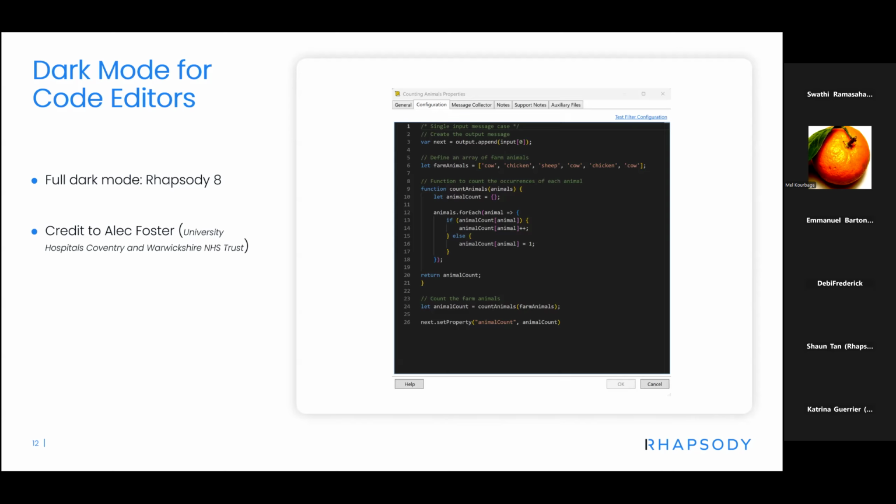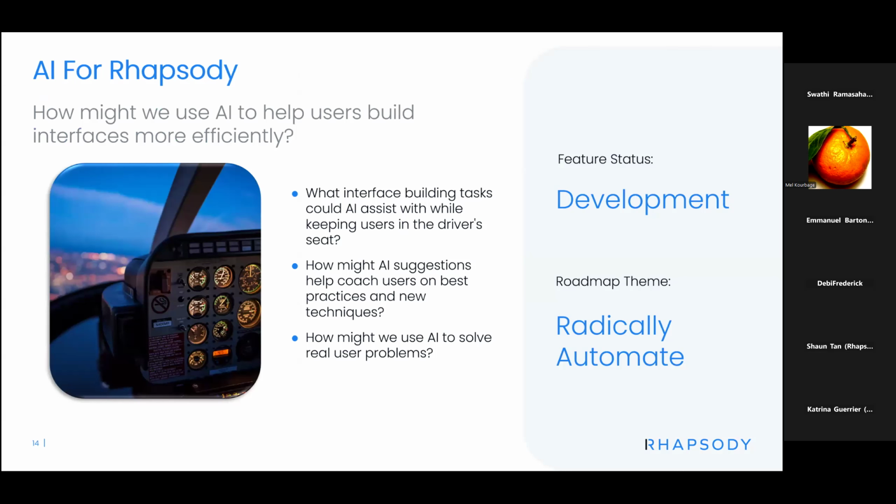Okay, and now for a couple of slides which I have just put in. AI for Rhapsody. How might we use AI to help users build interfaces more efficiently? Some of the questions we have been looking at are what interface building tasks could AI assist with while keeping users in the driver's seat? How might AI suggestions help coach users on best practices and new techniques? And how might we use AI to solve real user problems?